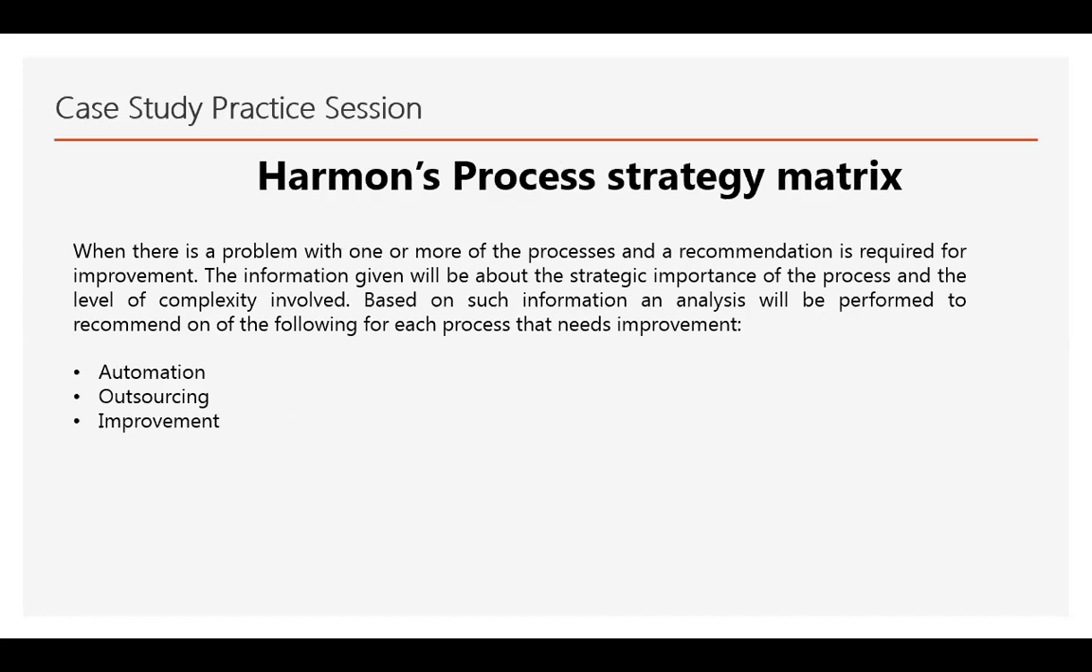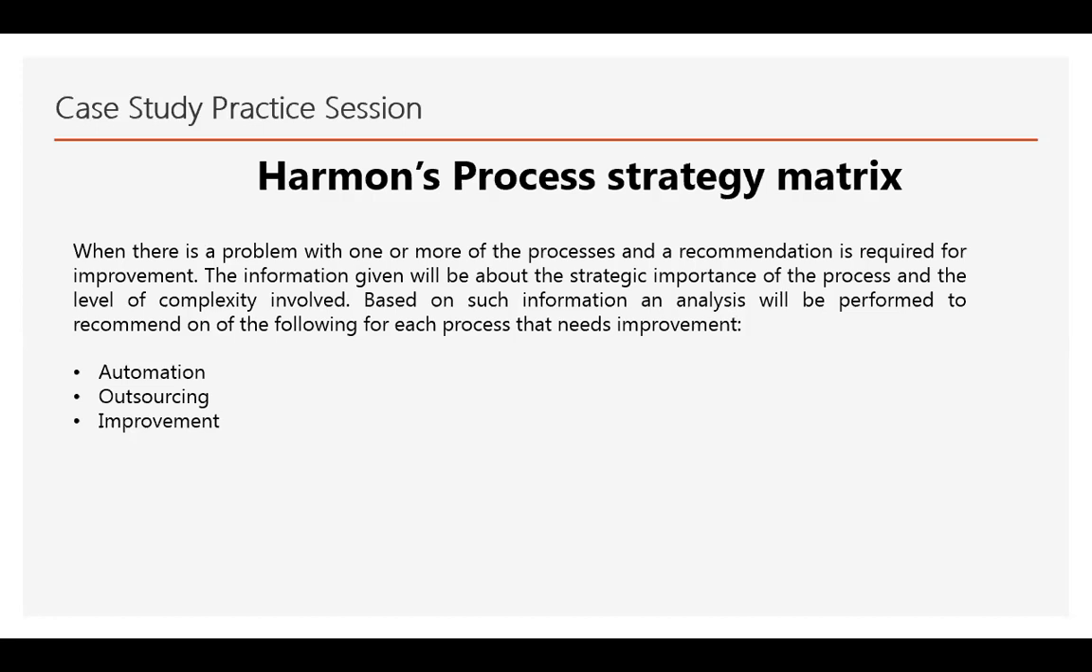Hartman's process strategy matrix. When to use this model? This model is to be used when a company is having a problem with one or more of its processes, and the processes are not producing the results that they're intended to produce, and we are required to suggest improvements in these processes. So the examiner may ask you to suggest how the organization should go ahead with a particular process so that there are no more problems with that process.